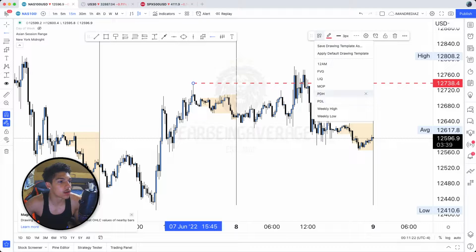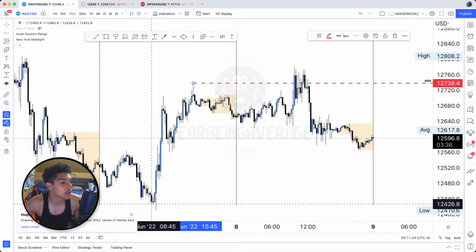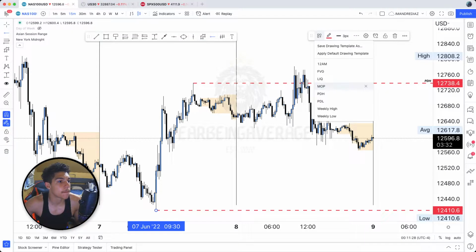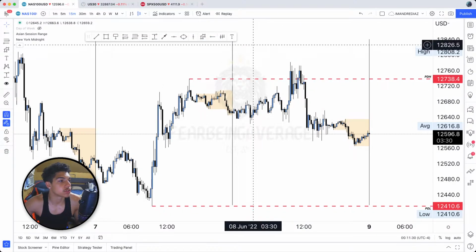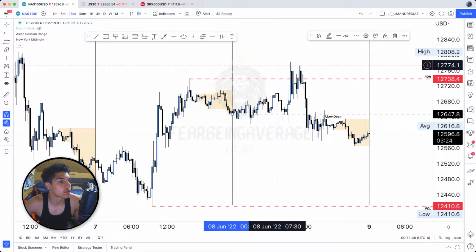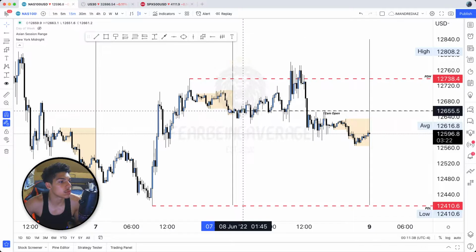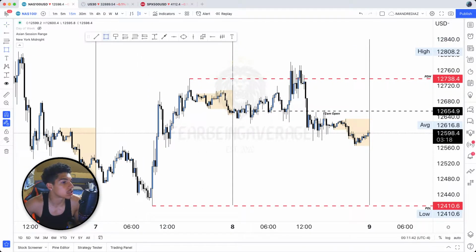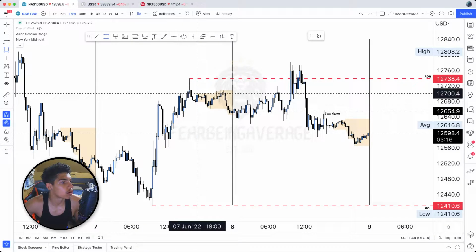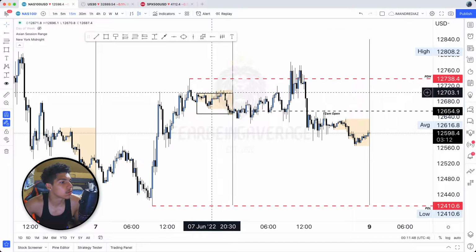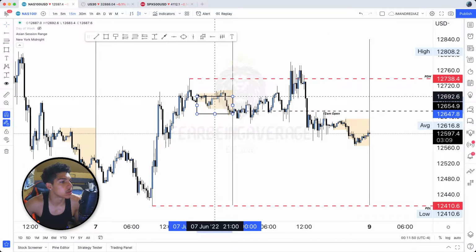But we're going to start off by marking up the previous day's high. Previous day's low. Boom. Then we're going to get the 12 a.m. open, which is right here. Let me move it over. Right in there, that's the 12 a.m. open. And then we've got the Asian session range right in here.